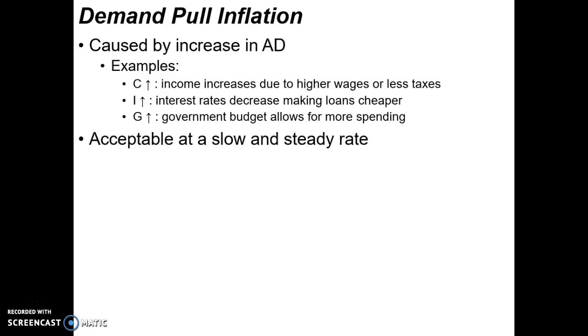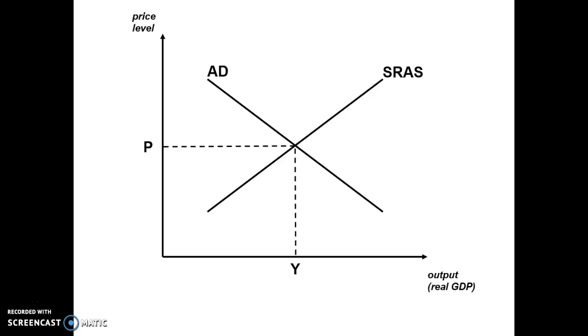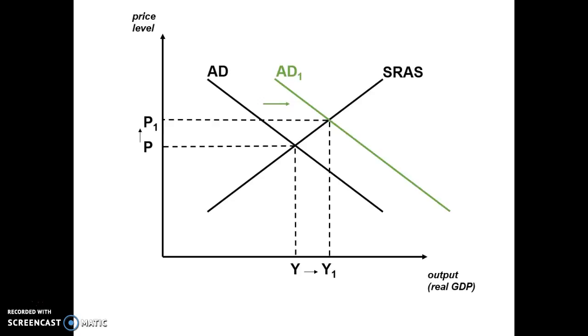Let's take a look at how this manifests on the diagram. So here is a short-run equilibrium where we could see aggregate demand and short-run aggregate supply. It creates an equilibrium price level and an output level in the short run. And now, let's say economic growth occurs. AD increases for any of those examples I just gave, or any other example you can come up with that would lead to an increase in C plus I plus G plus X minus M.